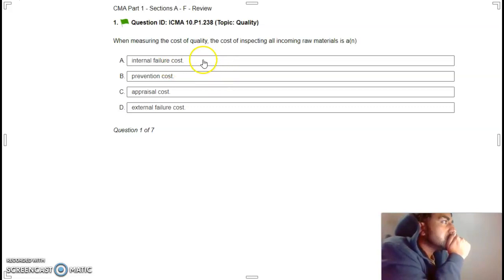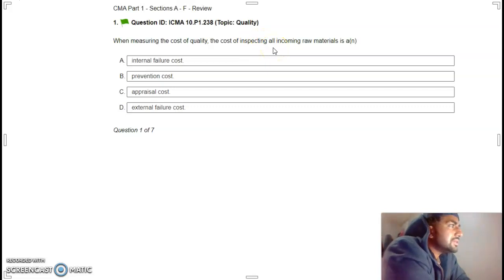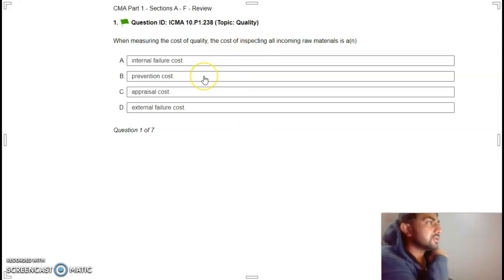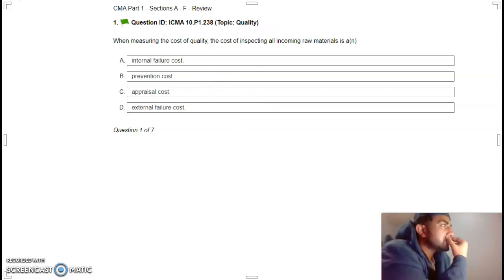We're measuring the cost of quality. When measuring the cost of quality, the cost of inspecting all incoming raw material is in: internal failure cost, prevention cost, appraisal cost, or external failure cost. This is a balanced scorecard question, so you have to know which category is for preventative. Well, just look it up.